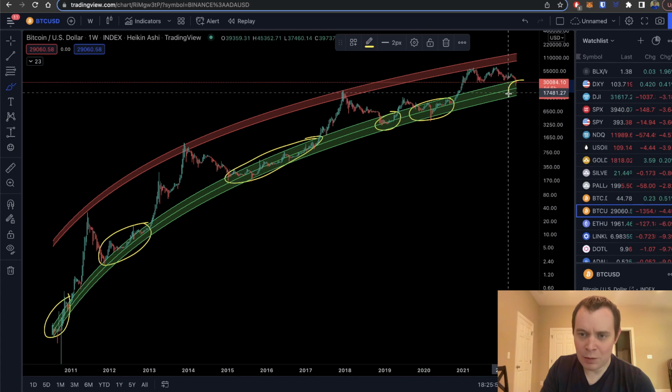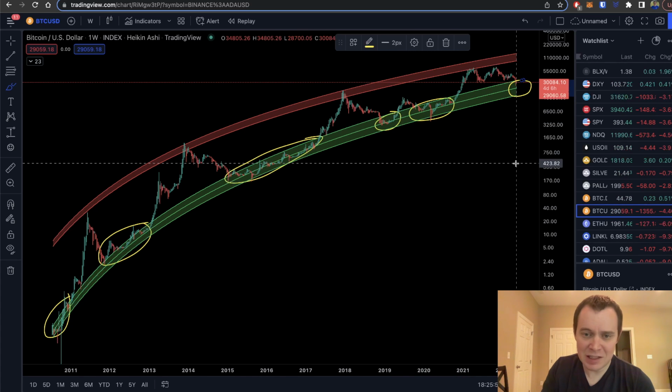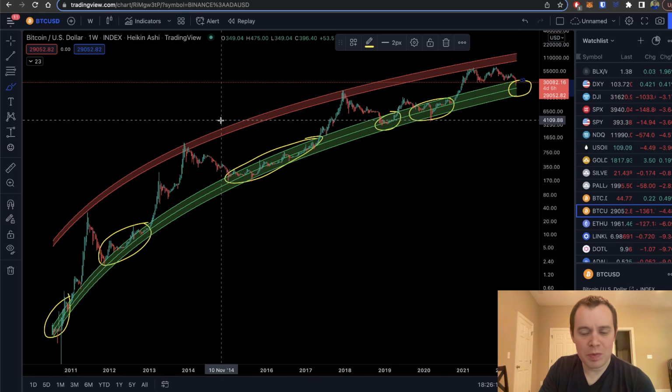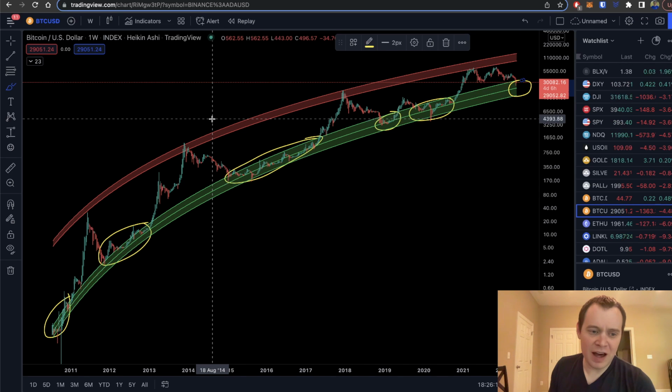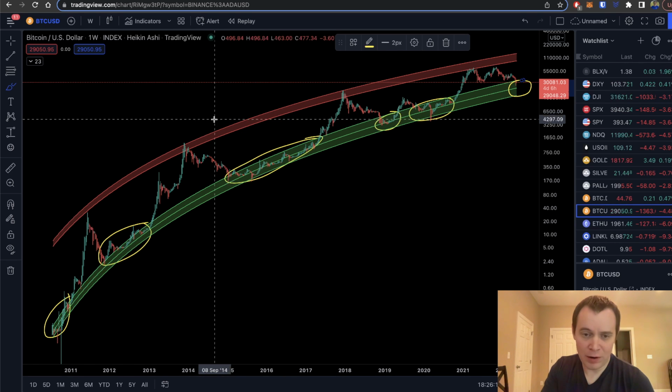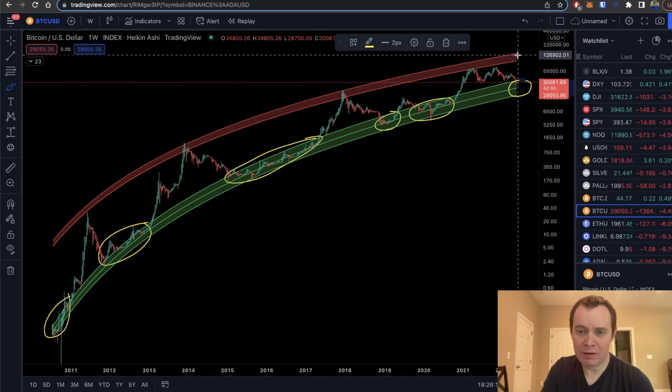And now you can see that once again, we've entered back into our fair value logarithmic regression band fit to non-bubble data. So the question is, well, how long will it take for us to reach the middle part of this band? Well, one thing to consider is that historically, we have always hit it at some point or another before going back up to the red regression band.